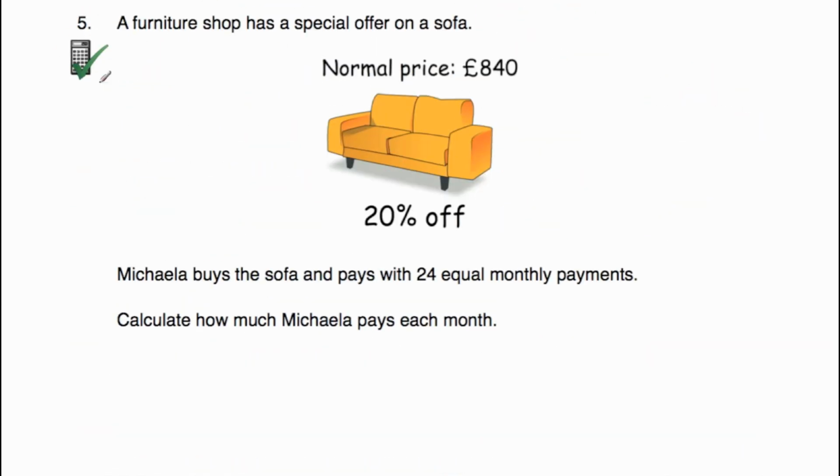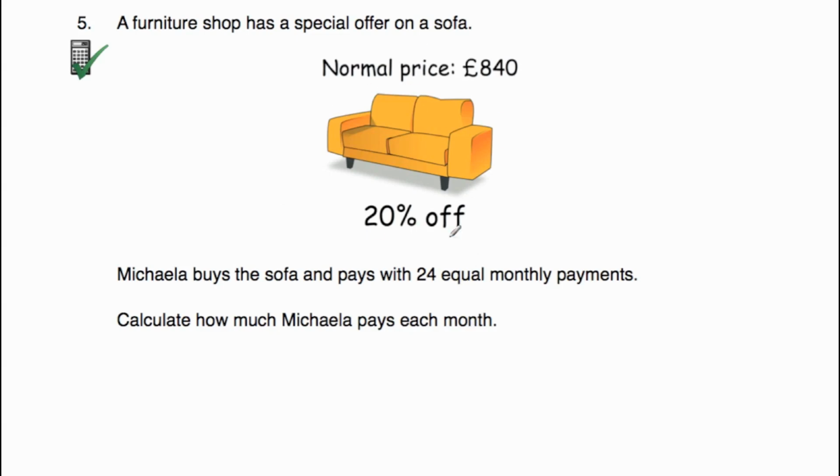Okay, question number 5, it's a calculator question, and a furniture shop has a special offer on a sofa. So we've got this sofa, it's a fantastic sofa, and the normal price is £840. But there's a special offer, and that's you get 20% off. So that means that we're going to take 20% off the price. Michaela buys the sofa and pays with 24 equal monthly payments. Calculate how much Michaela pays each month.